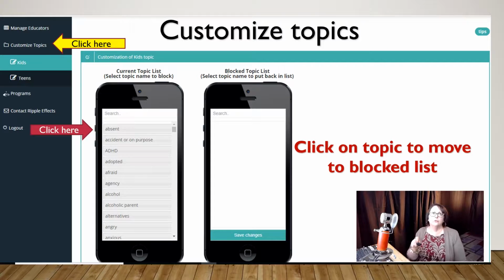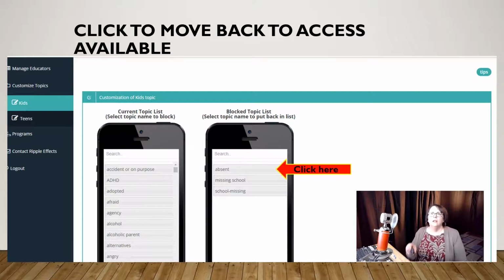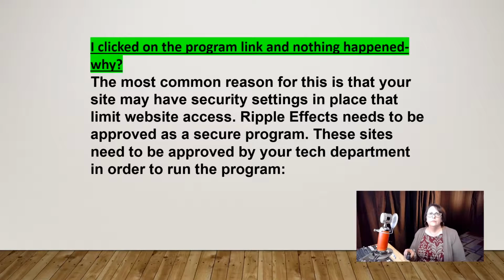And this is how your screen will look. If you're the staff or the educator or the admin, you go to customize topics, and this is what shows up. But we'll go through that too. And then you click here if you want to put it back over on the side that they can have access to it. I clicked on the program link and nothing happened. The most common reason for this is that your site may have security settings in place that limit the website access. So you need to just go to your IT person in your district.